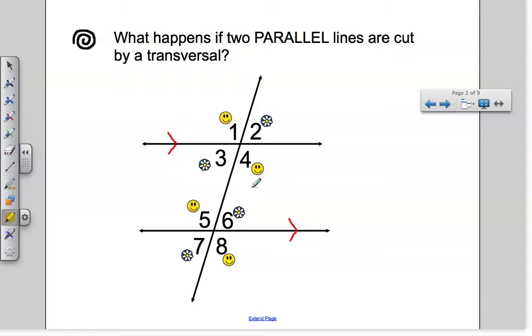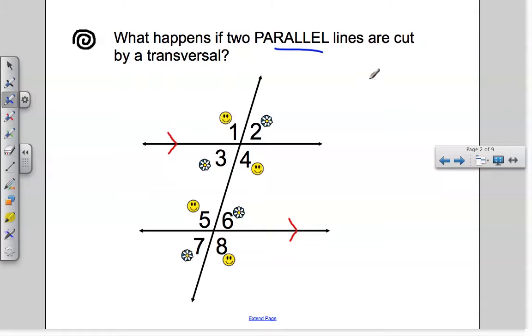Well, what do you know about every pair of a smile face and a flower angle? They're next to each other on a line. And you know that angles next to each other on a line are called a linear pair. They are supplementary. They do add to 180 because they make up a line together. So anytime you have a smile face and a flower, they're supplementary. They add to 180. You only have two options.